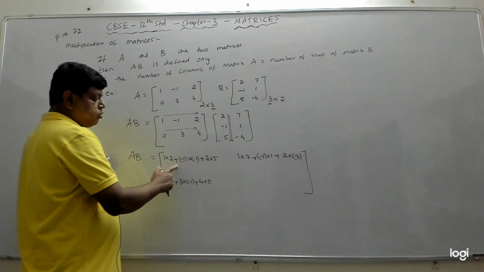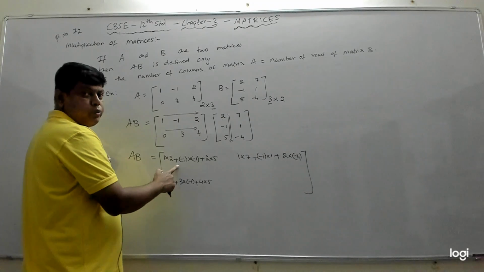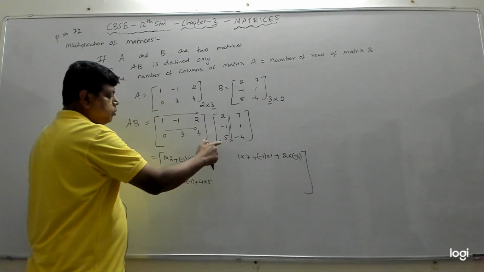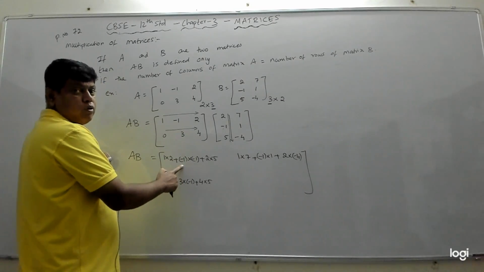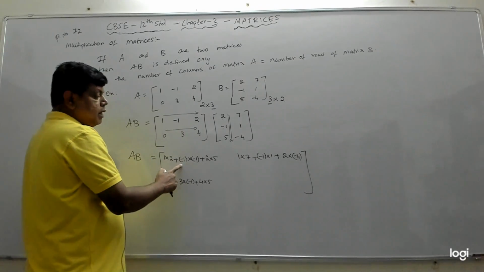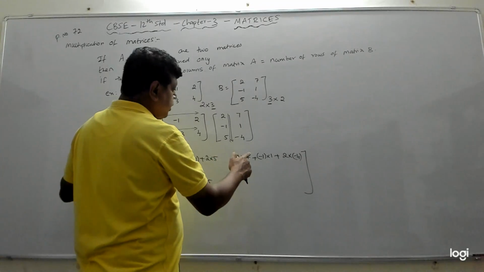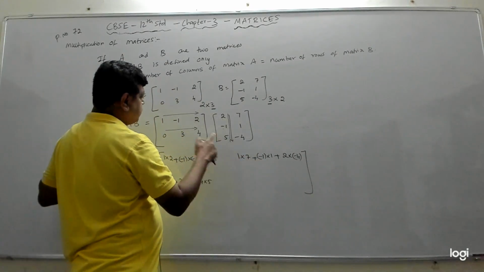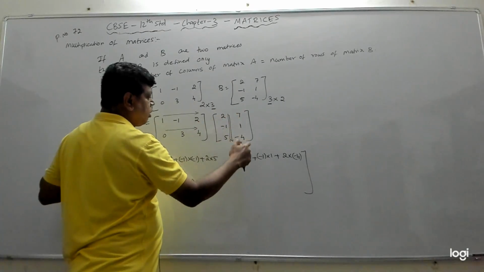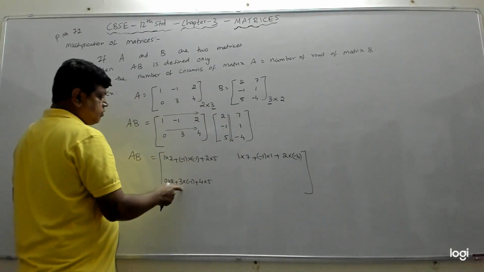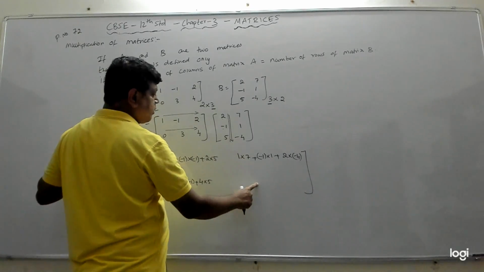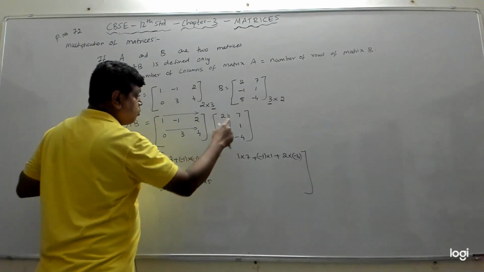So this is the first row's first element, A11. To get the first row's first element, you have to take the first row of this matrix with the first column. Similarly, to get the first row second column, this is the A12 element, for that you should take the first row and second column. Then for the second row's first element, this with the first column. Now this is the second row's second element, which means you have to take the second row with the second column.